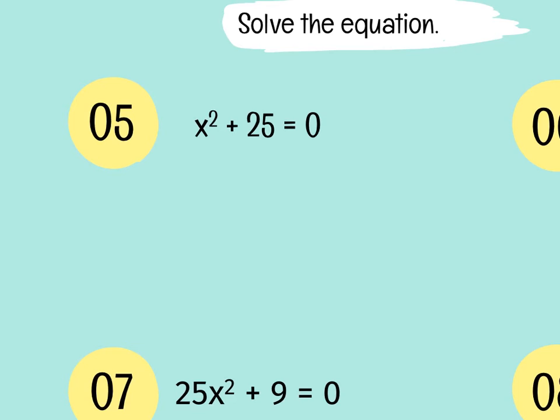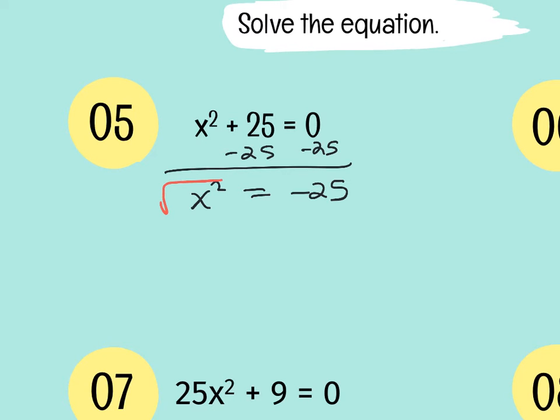Remember, there is no such thing as the sum of two perfect squares, so I can't factor this, but I can use the square root method. So I would minus the 25, because I'm isolating the x squared, and now I square root both sides. Square root, square root, square root. Remember, I could break down the negative 25 into negative 1 times positive 25. So then this just becomes plus and minus 5i.